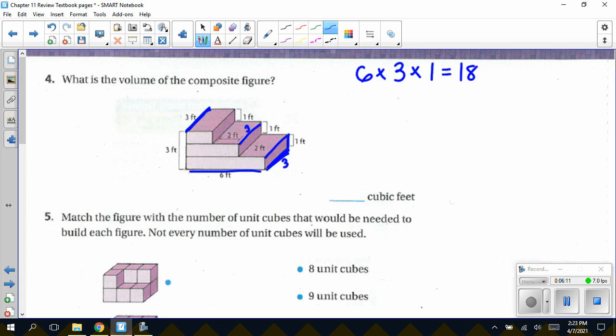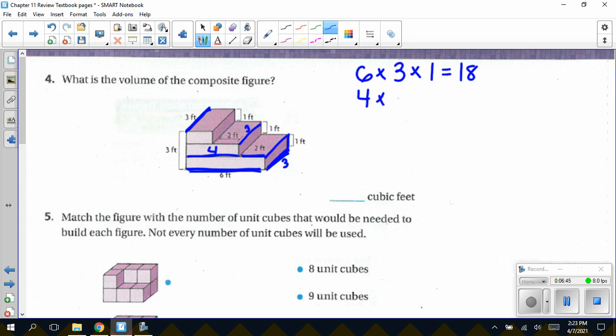Now for the middle prism. So I need this length right here. And they do not give me that number. However, they do give me the information to figure this prism length out. I know the bottom prism is 6 feet long. They're telling me that the length right here is 2 feet. So therefore, I would have 6 minus 2, and that would leave me 4 feet for the length right on that middle prism.